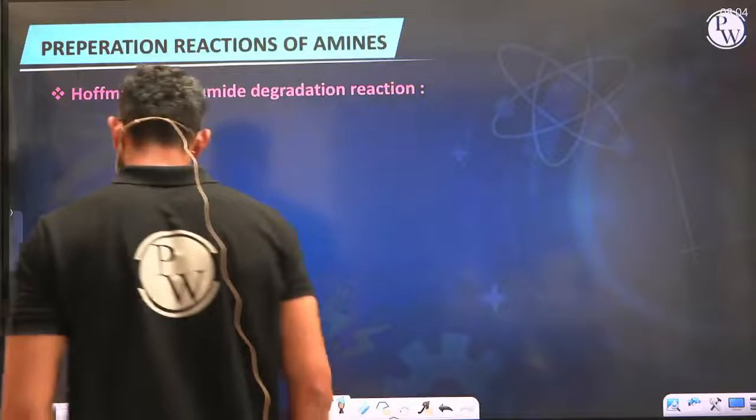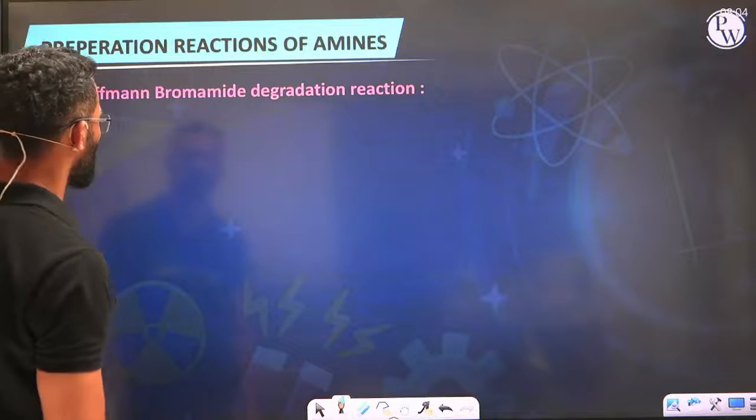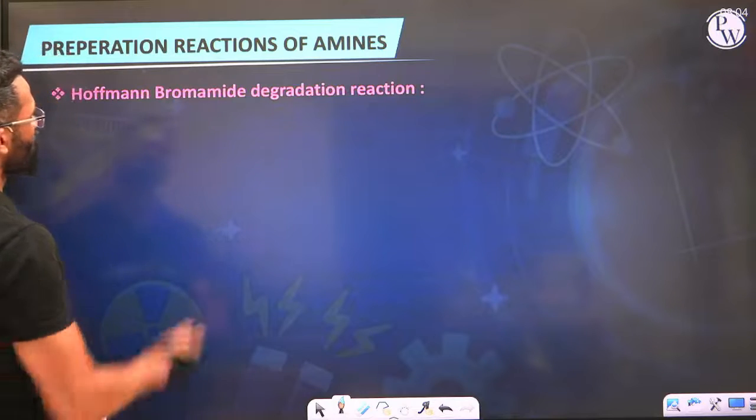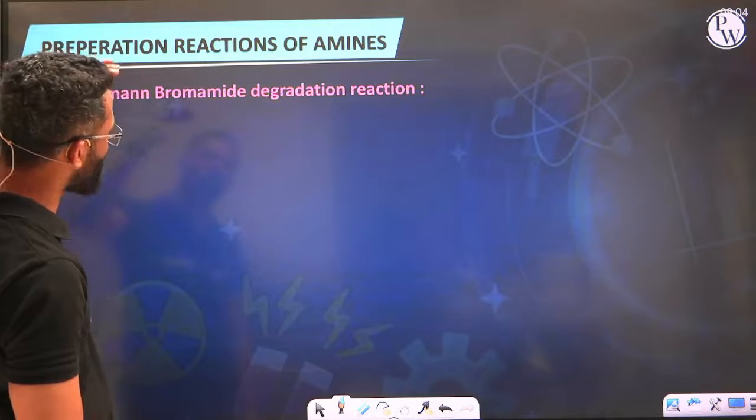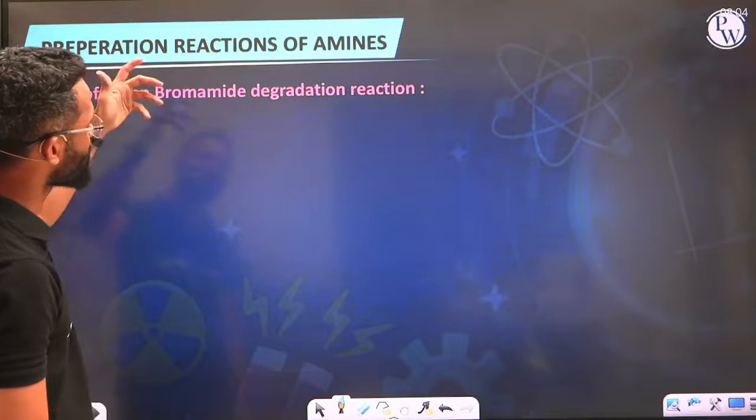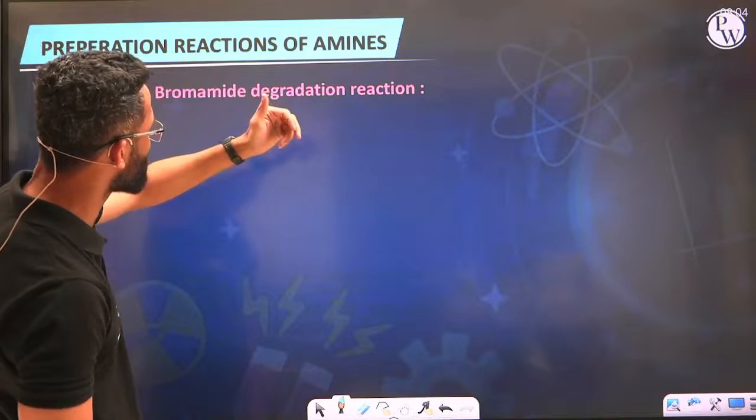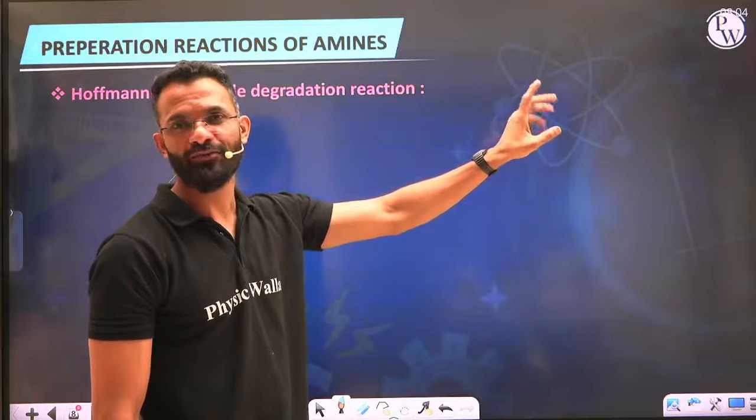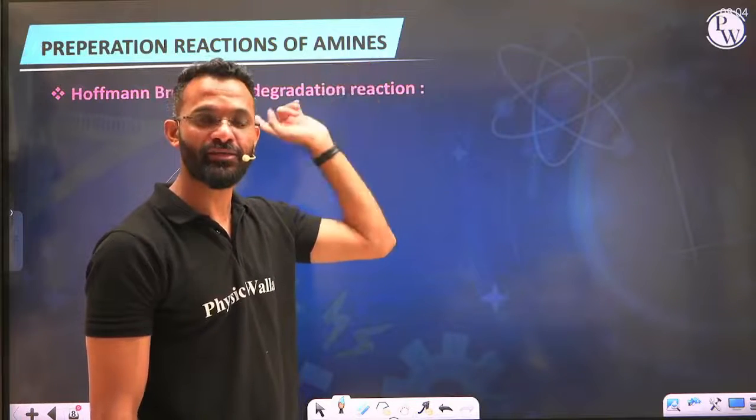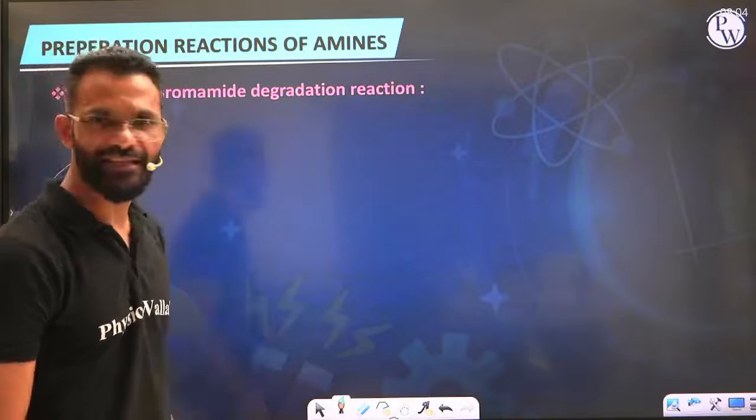Okay, everyone, here: Hofmann bromamide degradation reaction. Now you need to look at these two words, bromamide degradation. So you'll first have to understand bromamide. It's basically a brominated amide that undergoes some reaction in the presence of base to give a final product amine, where one carbon atom is lost in comparison to the number of carbon atoms in the starting compound. Hence we call it degradation.